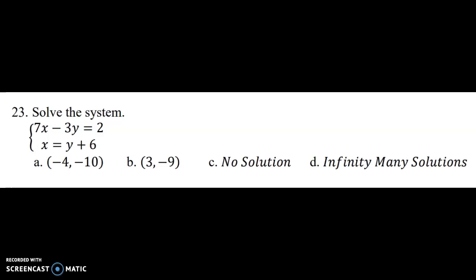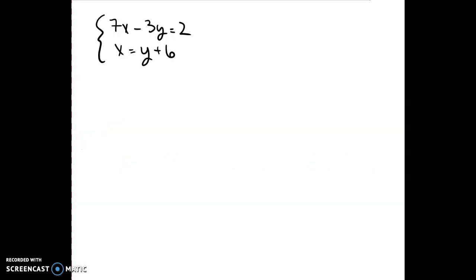Question 23, solve the system. 7x minus 3y is equal to 2, and x is equal to y plus 6. So looking at this, you could use the addition method or the substitution method.